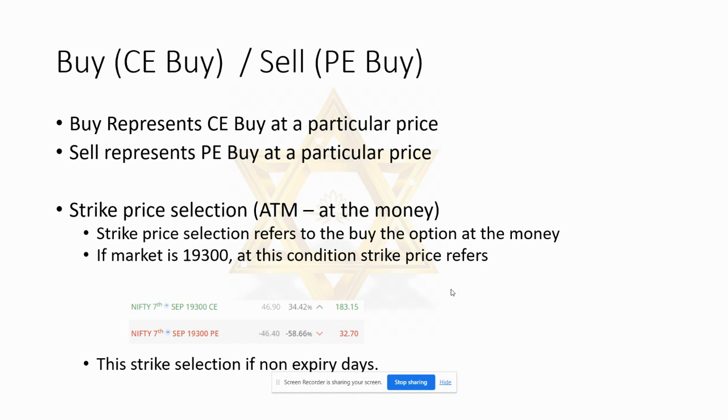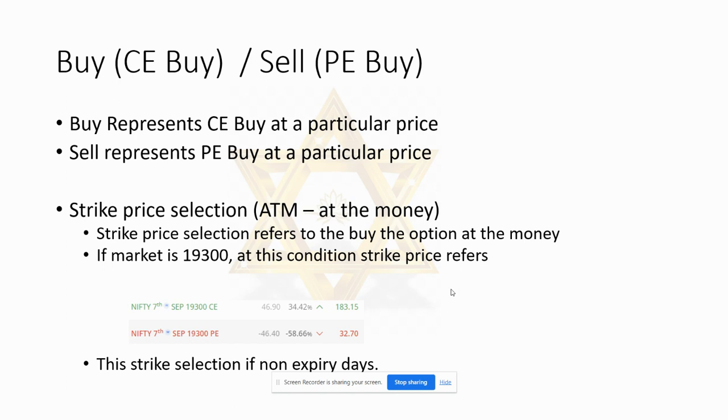Similarly, if the market breaks 19300, you have to go for sell. What I mean is you select the strike price 19300 PE of the weekly expiry, 7th September, and go for the PE buy, whatever the price at that time. So this is what I mean when I say buy or sell. It is based on the option. There are multiple other instruments, which are out of topic for this video. We'll just look into the very simple basics for beginners.